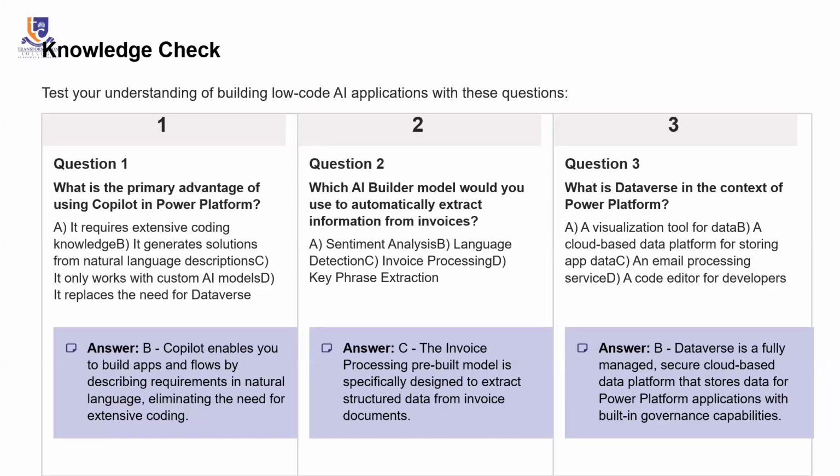Question two says, which AI Builder model would you use to automatically extract information from invoices? So you have sentiment analysis, language detection, invoice processing, and key phrase extraction. The question is, extract information from invoices. So the answer will be C, which is a pre-built model that allows you to extract specific information from your invoices.